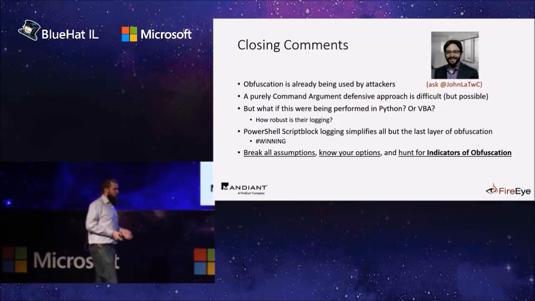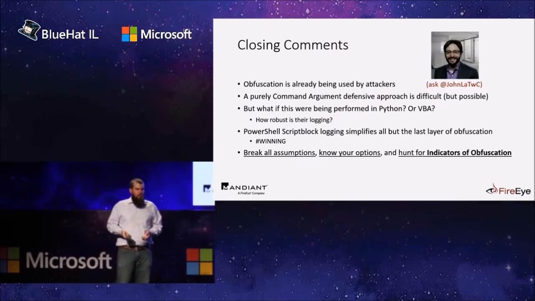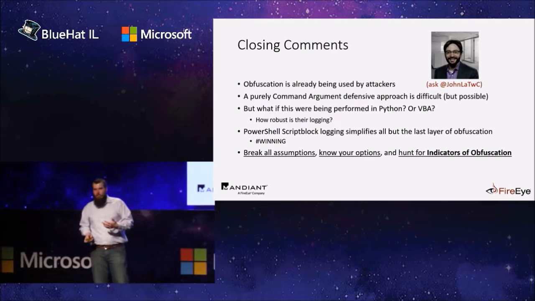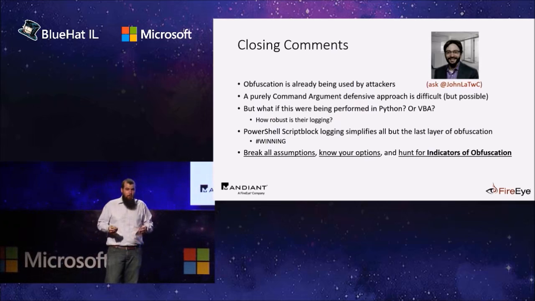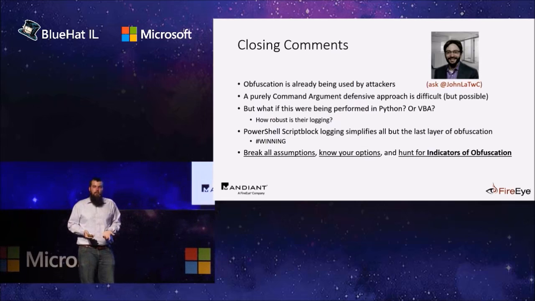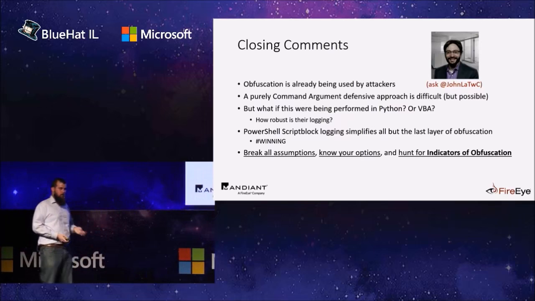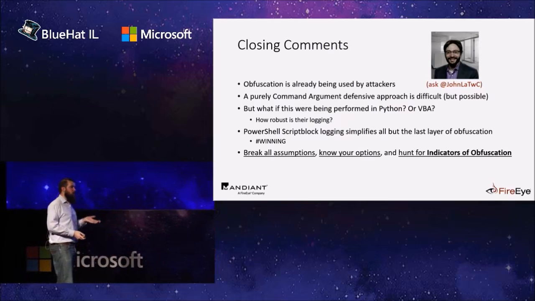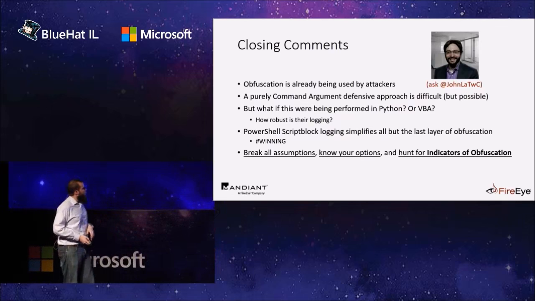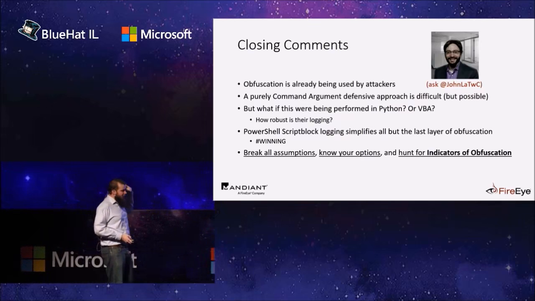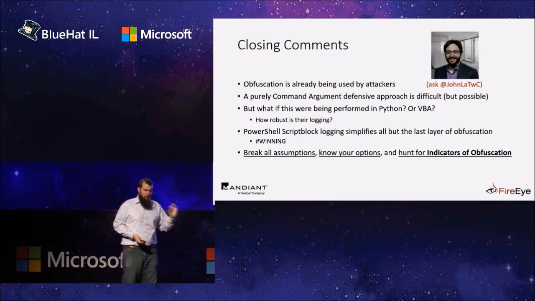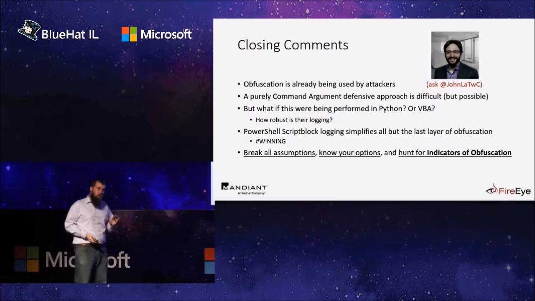So what about if attackers were using this in Python or something like that? Like, how good is Python's logging? I'm not just bashing on Python, but people give PowerShell a hard time. What other scripting languages has logs like PowerShell? Great logs. PowerShell has given us a gift on a golden platter with these logs. We need to make sure we're using them to our advantage. PowerShell script block log simplifies everything, all the obfuscation we talked about, except for the last layer of token layer obfuscation. Be aware of that.